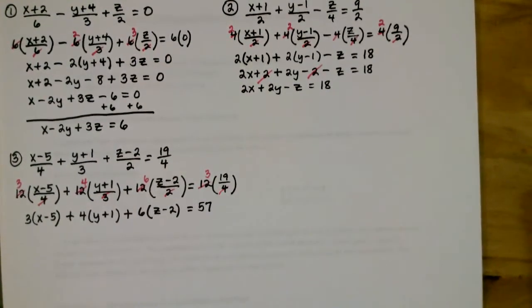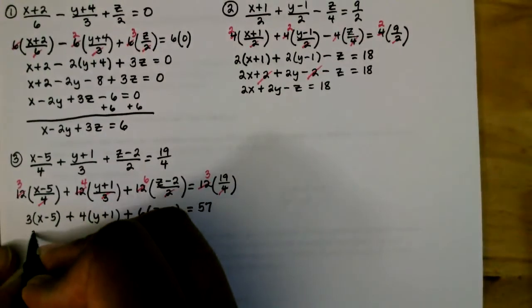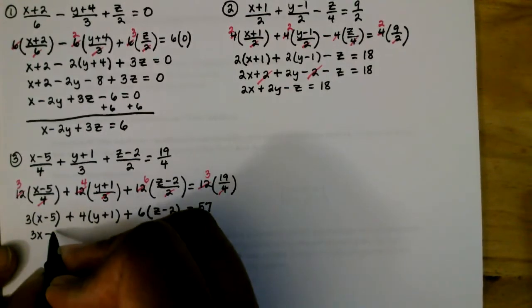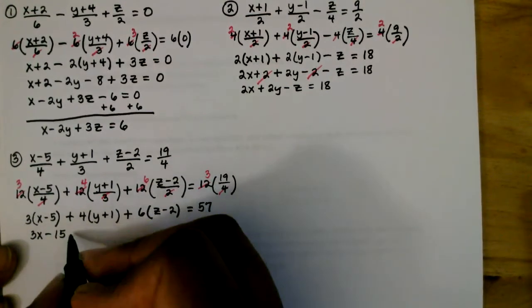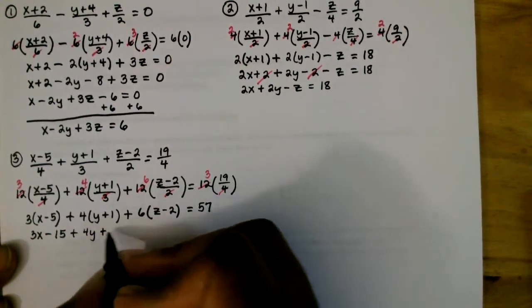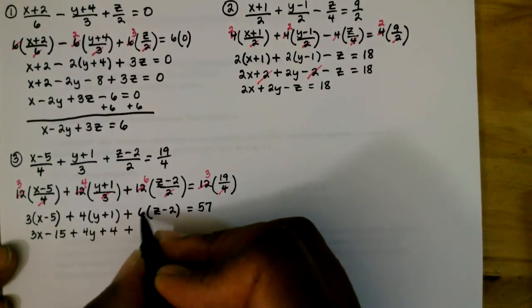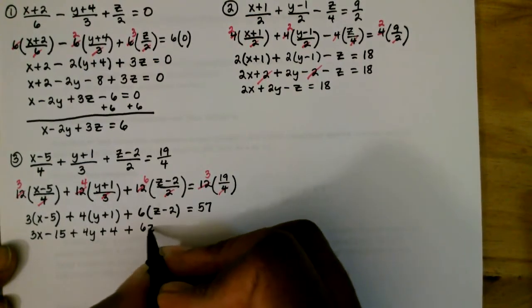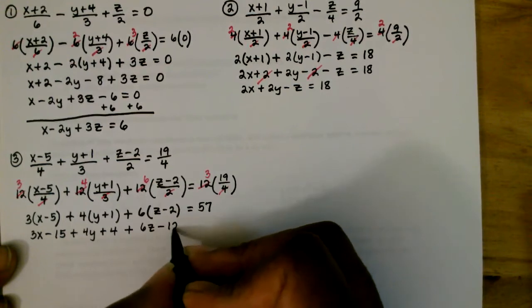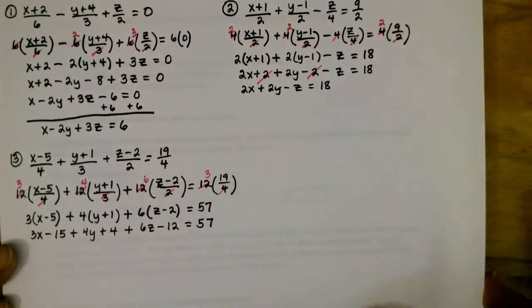And then I'll use the distributive property and combine like terms on the left side of this equation. 3 times x will be 3x, minus 3 times 5, that'll be 15, plus 4 times y will be 4y, plus 4 times 1 will be 4, plus 6 times z is 6z, minus 6 times 2 is 12. All that equals 57.